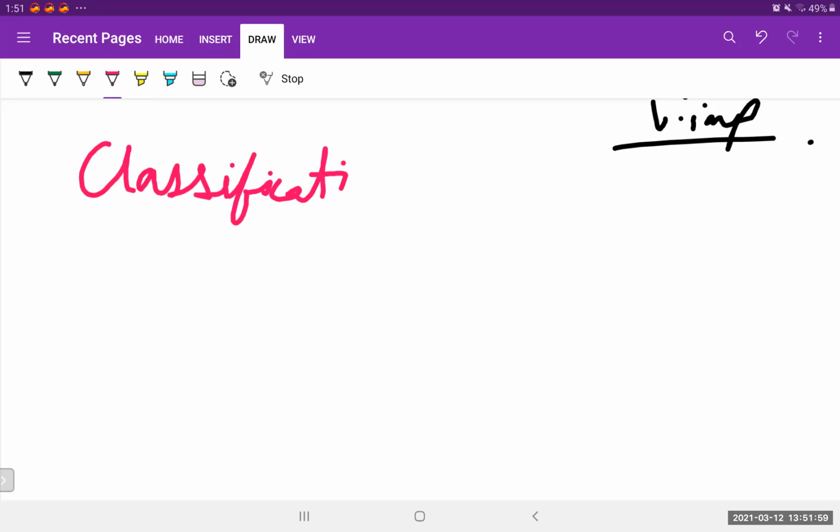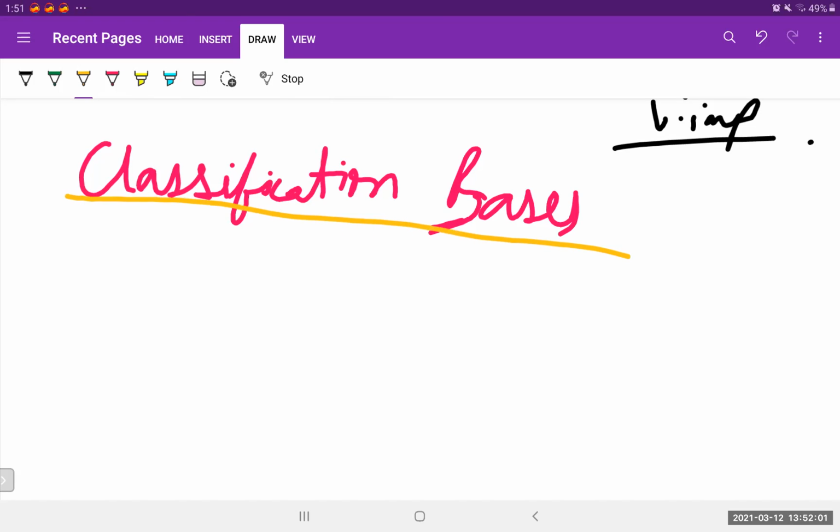Very important, remove it from the syllabus, so we'll not discuss that. Classification of bases, let's see. First of all, we'll talk about some bases. Let's take the bases on the basis of their strength.